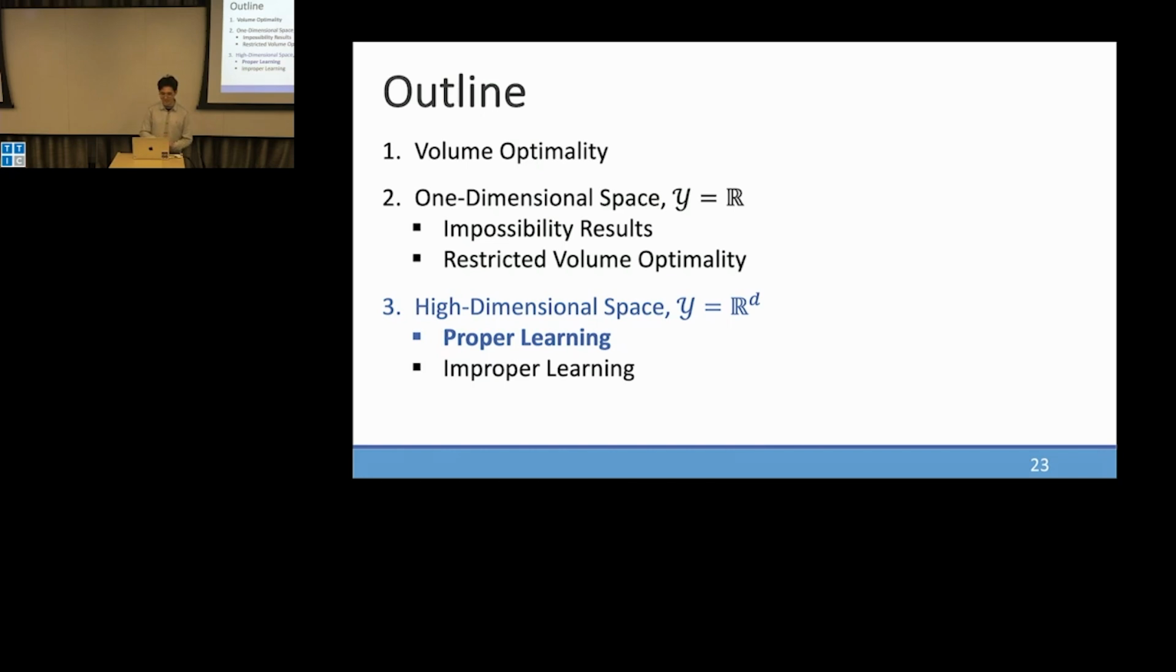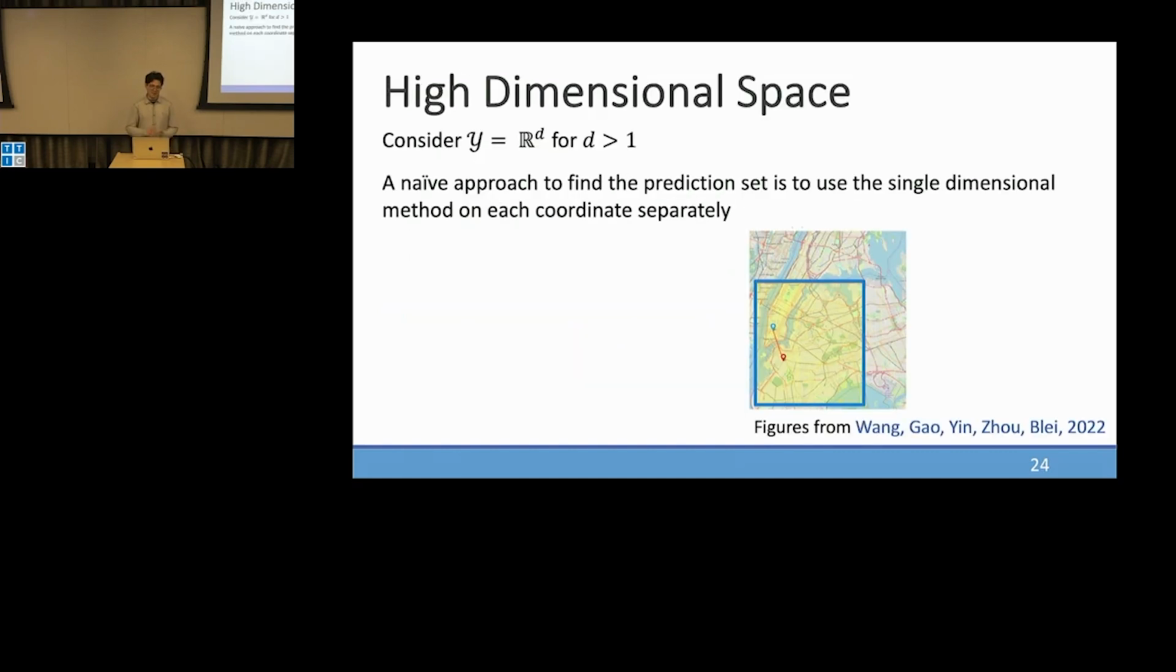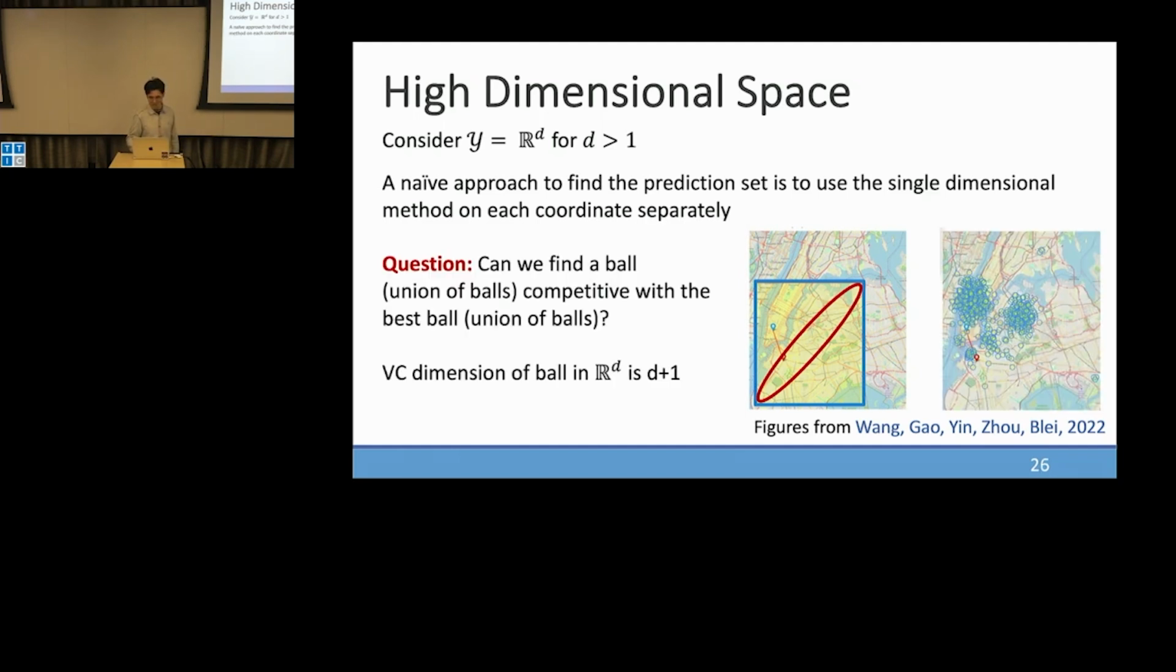Okay, finally I will slightly go to the high-dimensional setting and talk about our results. So now we consider that we are in high-dimensional Euclidean space. A naive approach to run the conformal method is to run the single-dimensional method on each coordinate separately and then combine each coordinate's prediction set. This will give us a rectangular region, a blue box here. However, what if the true dense region is something like this red ellipsoid? Then this prediction set is very bad in terms of volume.